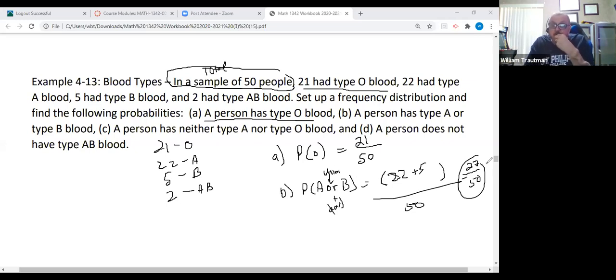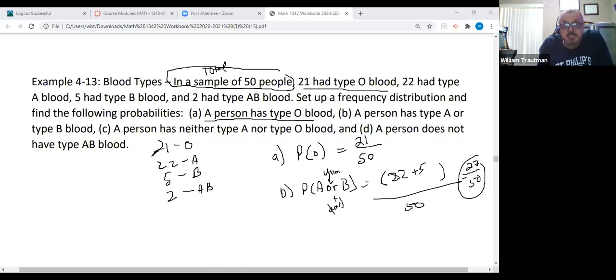By the way, I don't think that reduces. No, that doesn't reduce. They don't divide by 3 or 9. If you try to reduce it in your calculator, you always try to reduce the fractions. So part B is 27 out of 50.